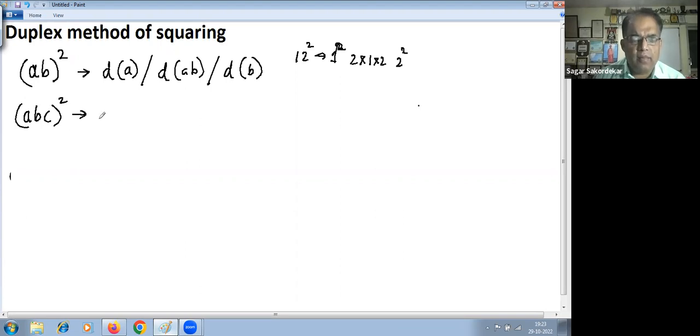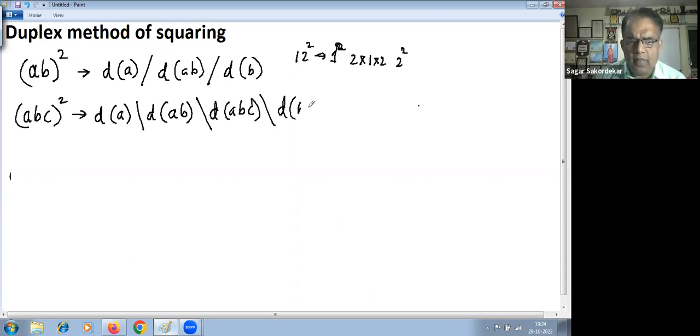So ABC square will be duplex of A, duplex of AB, duplex of ABC, duplex of BC, and then duplex of C. See, this is actually exactly the steps of crisscross. If you just consider three digit by three digit, these are the steps. So five steps: 1, 2, 3, 4, 5.